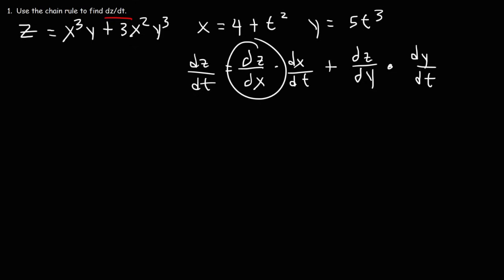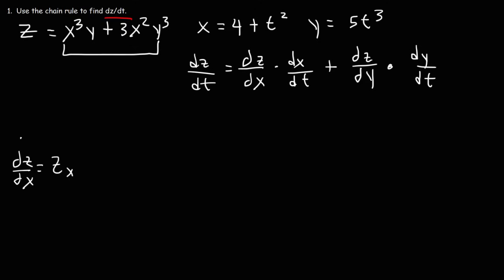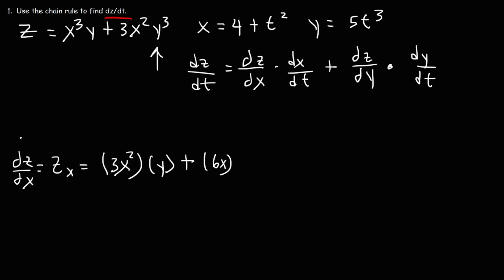So let's start with this. The partial derivative of z with respect to x, we can call that z sub x if you want to. We're going to differentiate this function, but we're going to treat y as a constant and differentiate only x. So the derivative of x cubed is 3x squared. y is a constant, so we're just going to rewrite it. The derivative of 3x squared, that's going to be 3 times 2x, so that's 6x. And y cubed, we're going to treat that as a constant, so we're just going to rewrite it.